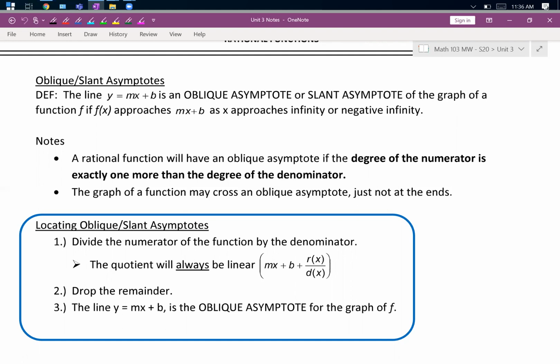Please note that an oblique asymptote only occurs when the degree of the numerator is exactly 1 larger than the degree of the denominator. It has to be exactly 1 more. And like a horizontal asymptote, the graph of a function may cross an oblique asymptote, just not at the ends.